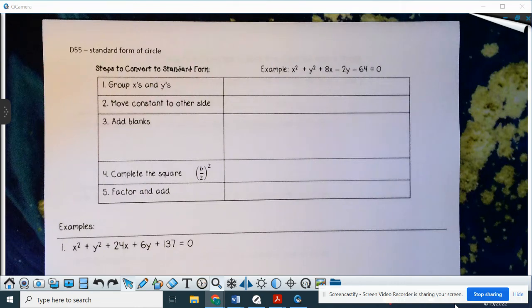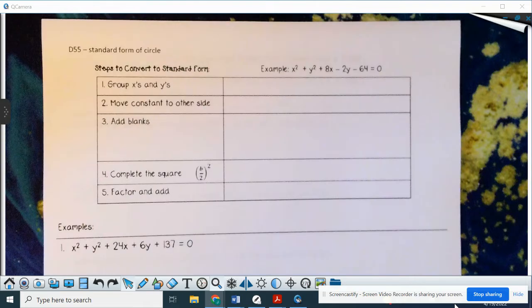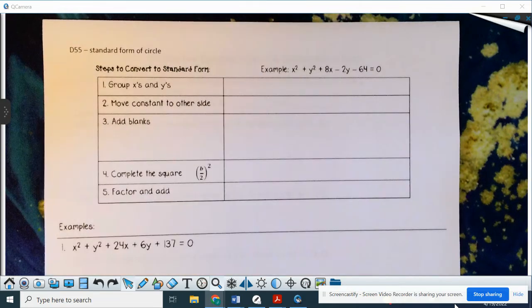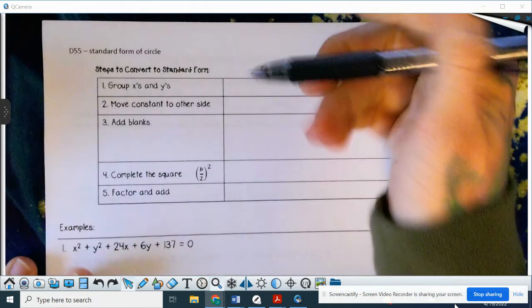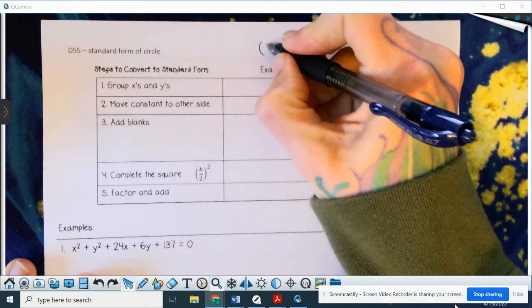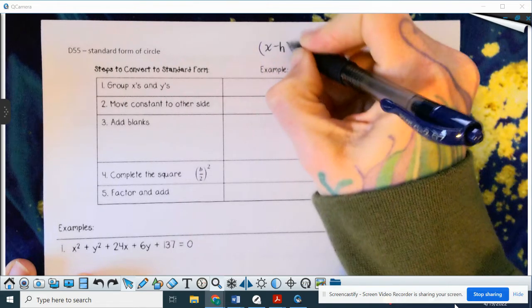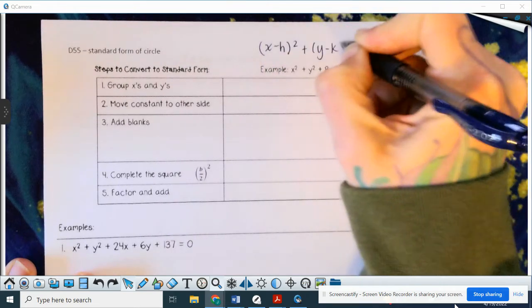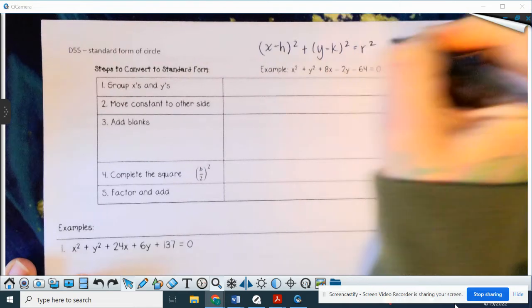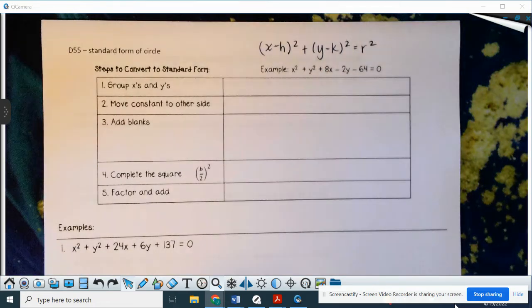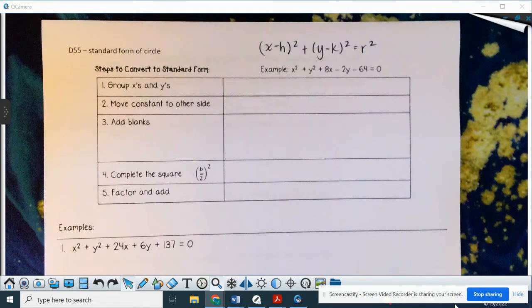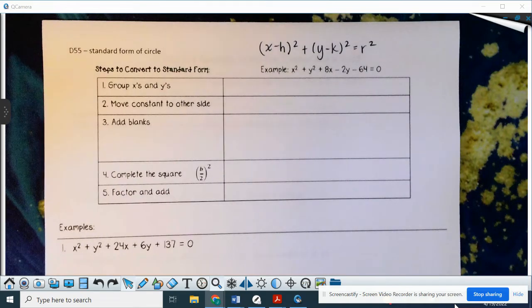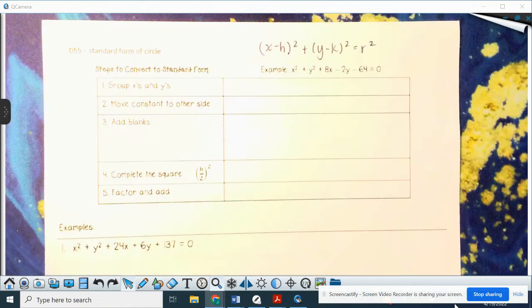So as a review for converting to standard form. Right now, your standard form is x minus h squared plus y minus k squared equals radius squared. And I can't call out enough, radius squared is not your radius. It is the length of the radius, and then you square it. So when you see it in standard form, that number is not the length of the radius. So just be very careful not to jump on that number super quick.